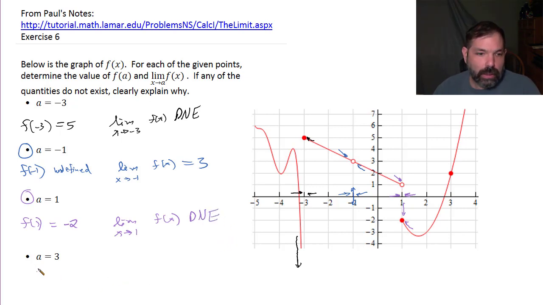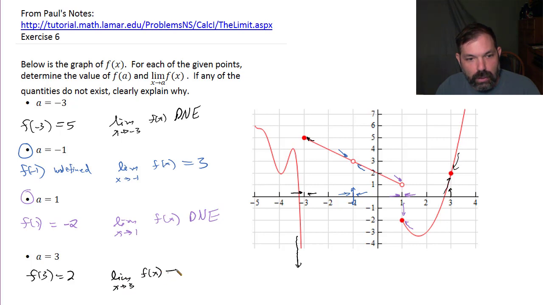And finally, if a is 3, this is actually the easy one. Notice that if my input is 3, I can go directly to the point at 2. And as I come in from the left and from the right, it is approaching that same value. So I would say f of 3 is 2, and the limit with x approaching 3 of the function is also 2.